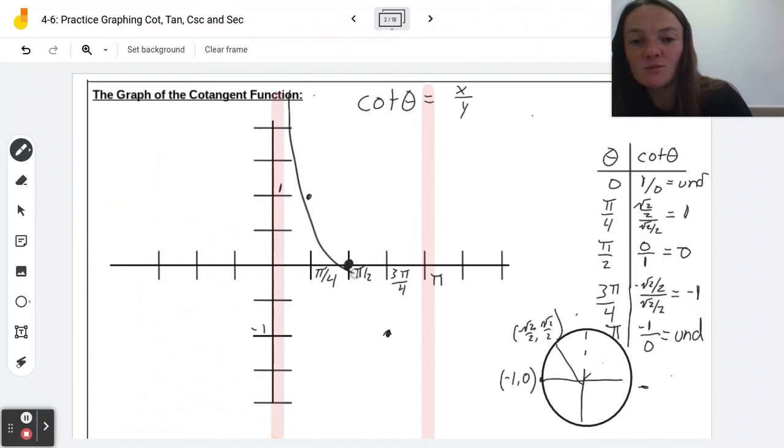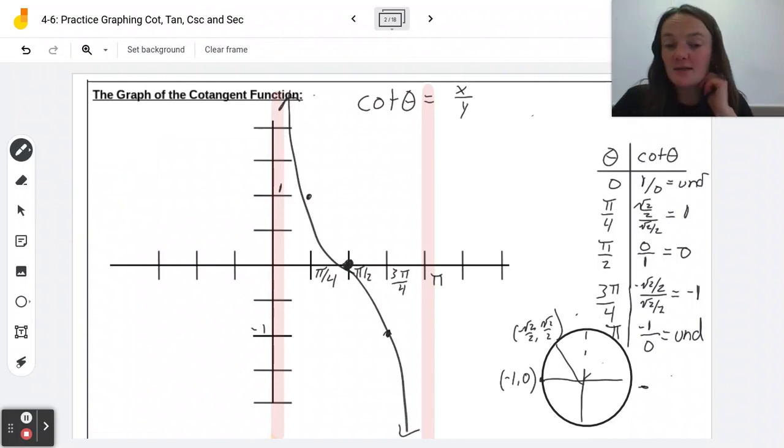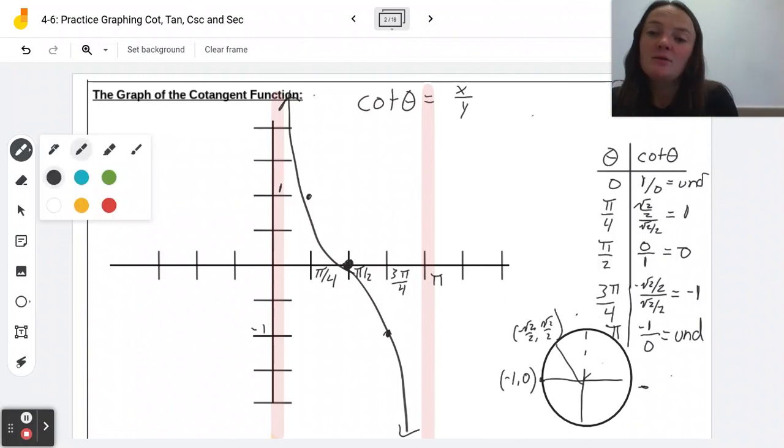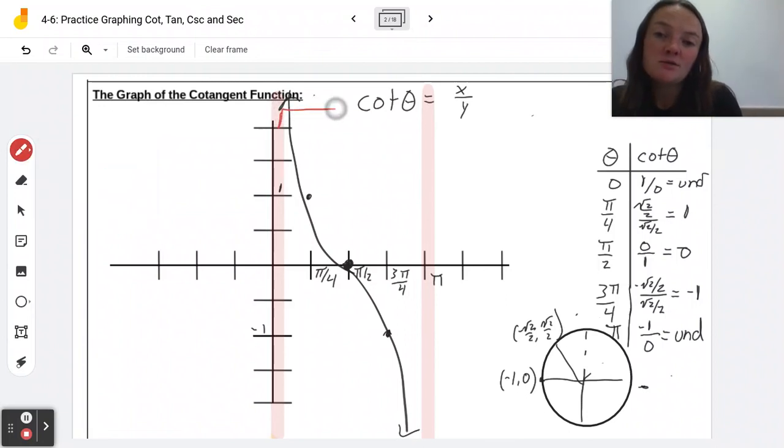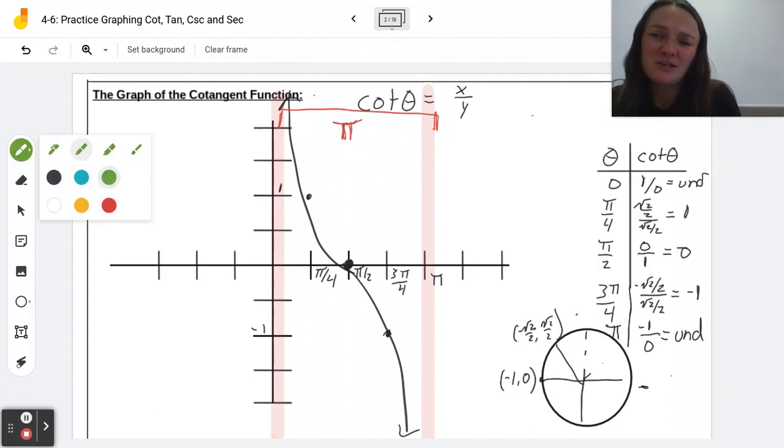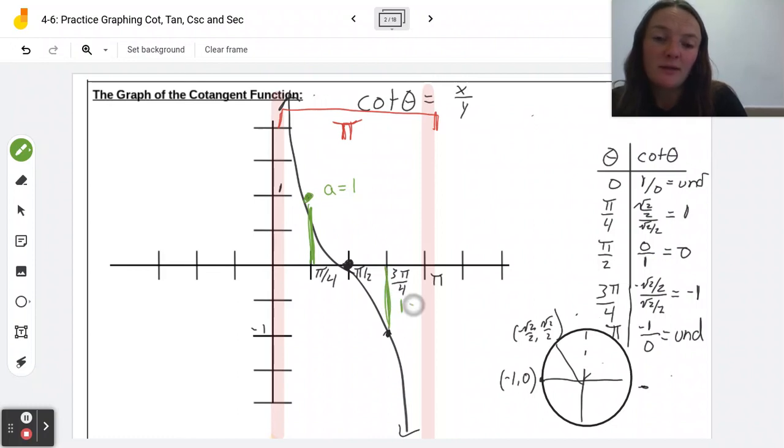If I sketch this with a smooth curve, we should get a graph that looks something like this. And this is the cotangent graph. Notice here how once again, the cotangent graph has a period of pi. And the a value, which I'd say is more like a stretch value, not necessarily amplitude, you can see that, look, this goes up a distance of 1 from the midline. And then this goes up a distance of 1 from the midline.